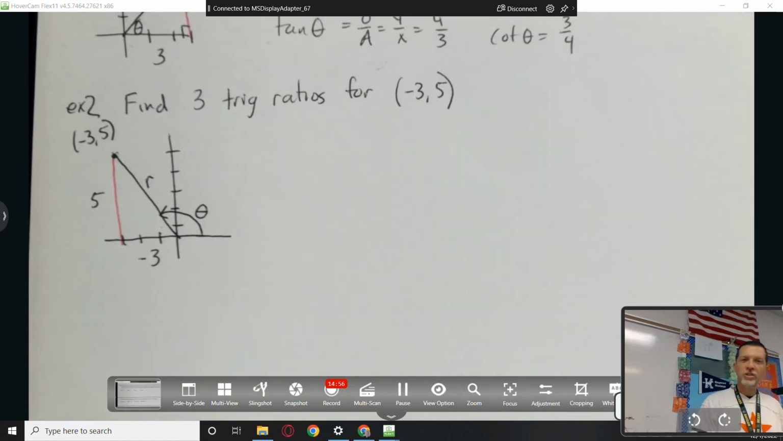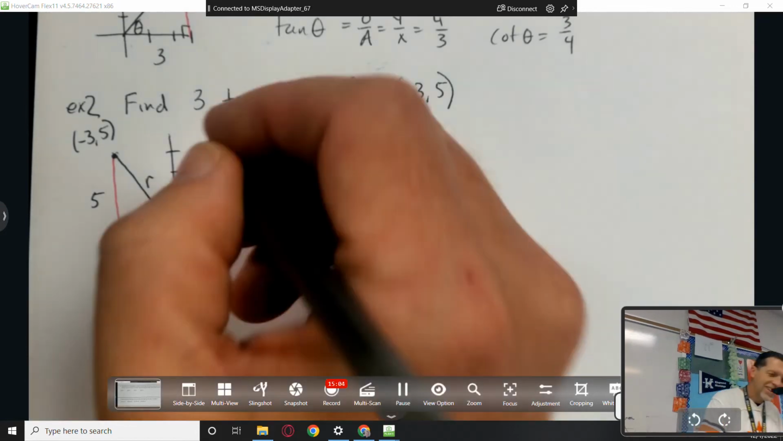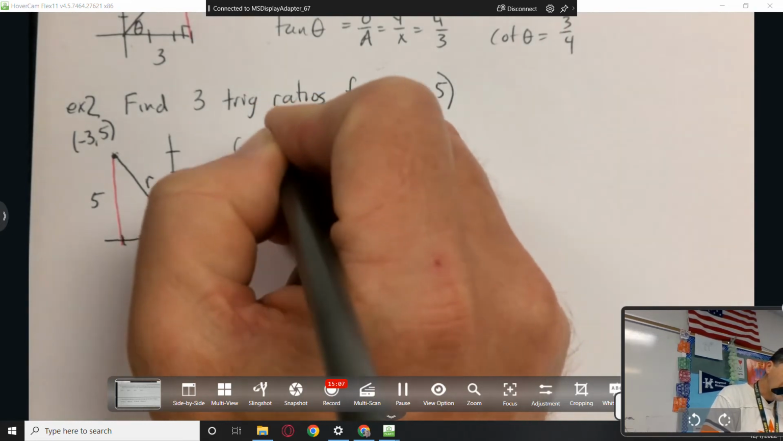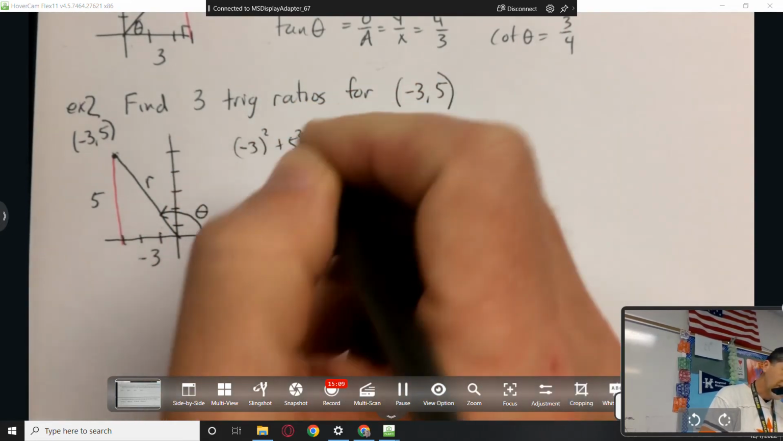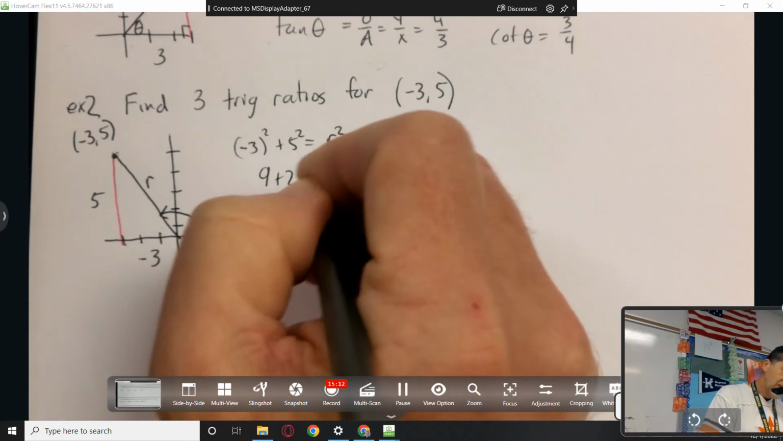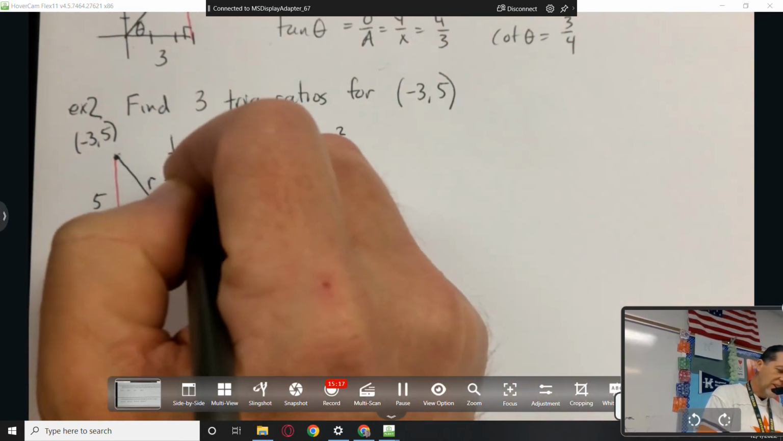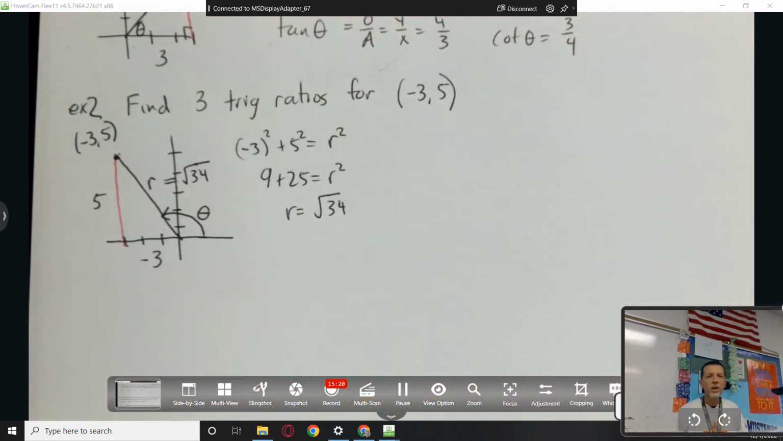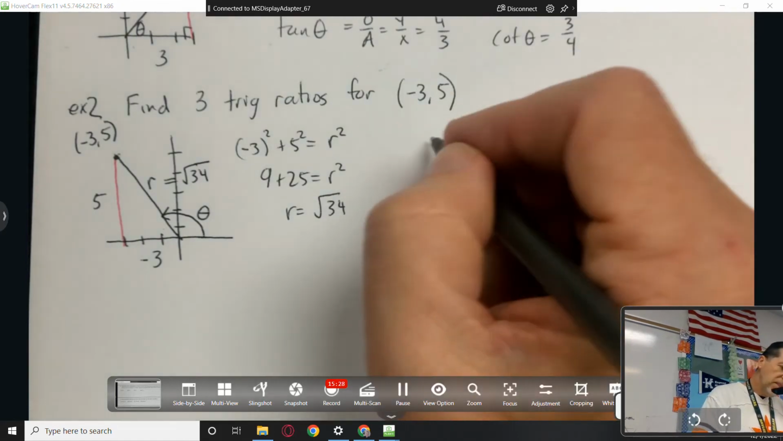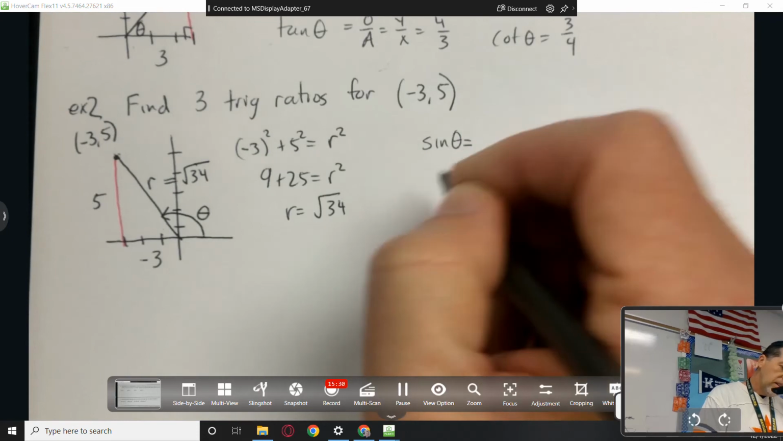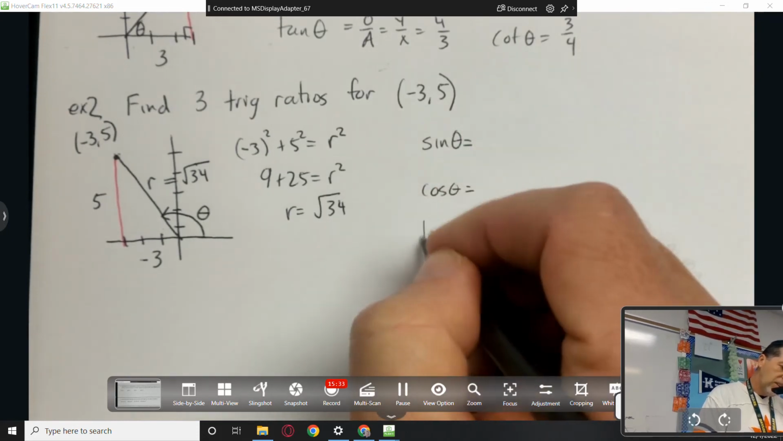Actually, before I do SOHCAHTOA, what do I need to find? The R. Is this a 3, 4, 5 triangle? No. Good. So negative 3 squared plus 5 squared equals R squared. So we got us a strange R. That's okay. Square root of 34. Okay, sine, cosine, tangent.